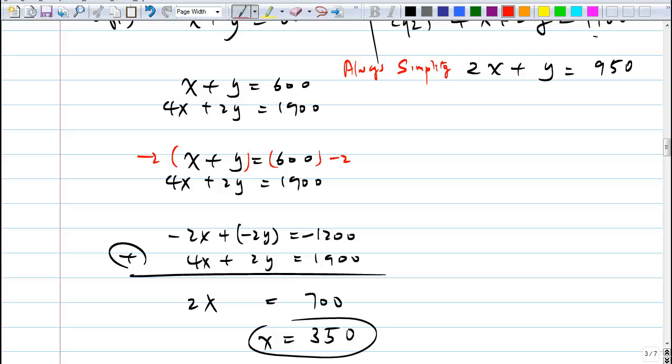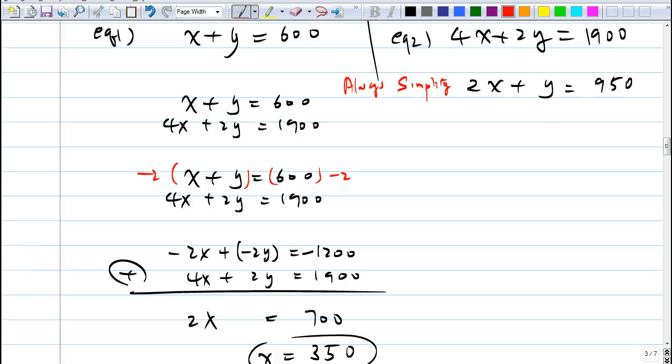Okay, so then we're not done. We need to find out what y is. Y represents number of what? Student tickets. So how do I find y? Okay, Brandon, what should I do? Yeah, you plug into one of the equations.